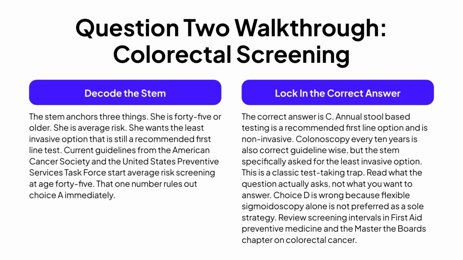Choice D, flexible sigmoidoscopy alone, is not preferred as a sole strategy. The lesson here is huge for test day. Always read what the question is optimizing for. Least invasive, most definitive, most cost-effective, and best initial are all different asks. Let the verbs in the question tell you which answer wins. For more on screening intervals, check the preventive medicine section of First Aid and the Colorectal Cancer chapter in Master the Boards.